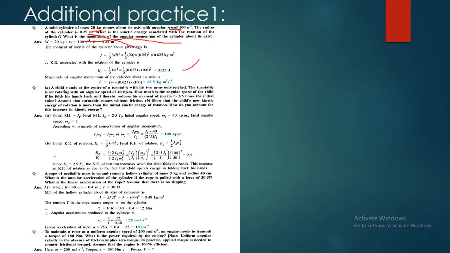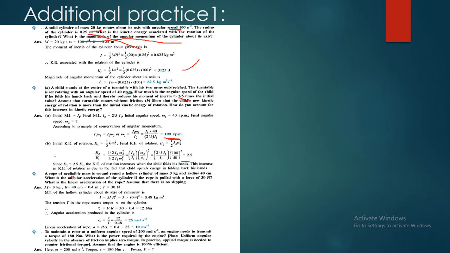Another question, for example here: a child stands at the center of a turntable with his two arms outstretched. You remember there we were doing the skater, we did the professor. The turntable is set rotating at an angular speed of 40. How much is the angular speed of the child if he folds his hands back and therefore reduces the moment of inertia to 2/5 times the initial value? So remember the professor question we did. I want you to try this and get these answers. It is like we did in the professor question, where he carries dumbbells.